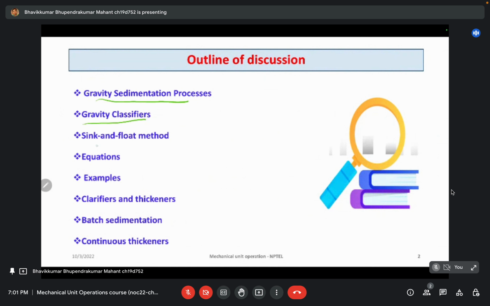There are 2 methods, the sink and float method and the differential method. Then some equations which are useful for you to solve the assignment problems and some exam related problems in your final exam. Then some examples, clarifiers and thickeners. And there are 2 different kinds of sedimentation process: one is the batch process and another is the continuous process. We are going to cover all these topics today.